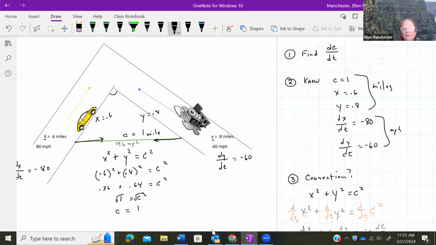Okay, now what this means is this 96 miles per hour, that's what this distance is doing. It's closing at 96 miles an hour. I'm not saying that the car is going 96 or the train is going 96. I'm saying that it's closing at 96. So as it closes and gets almost to zero, those two vehicles are going to come together. Okay, so any questions?